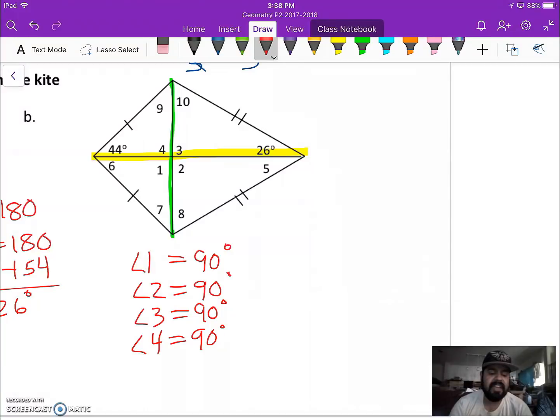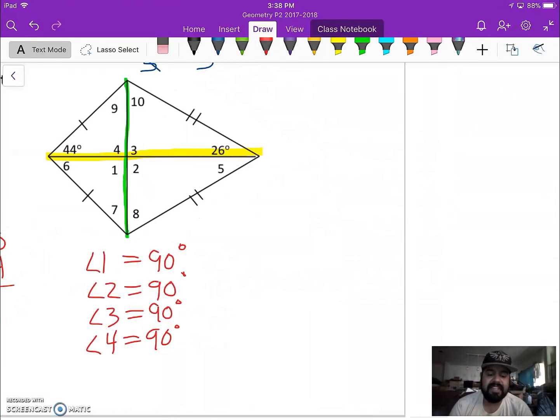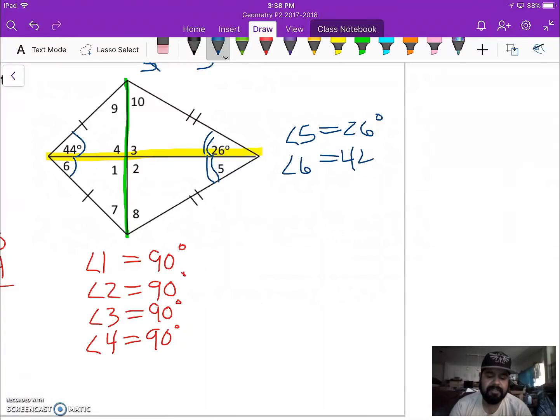Next, I'm going to look at my last property that I had listed, which said that the longer diagonal bisects the top and bottom angle. So what those two angles will be are these angles here and these angles here. So what happens is that each side is now congruent. So we can say angle 5 is congruent or equals 26 degrees. Angle 6 is 44 degrees.